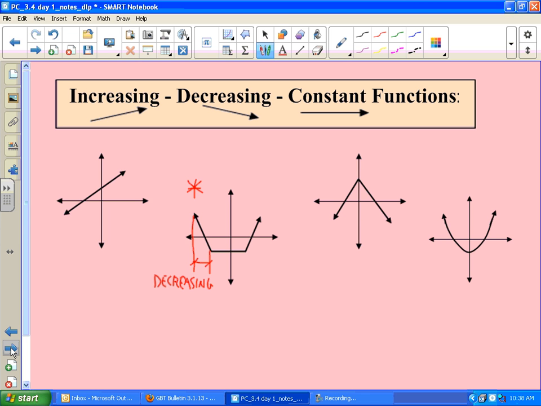And then, from here to here, what's the function doing? It's constant. That's constant from there to there. And then, from here to, well, it just keeps on going. I am increasing. So when we think about increasing, decreasing, constant, you're only considering the x values. What are the x values that make that happen?